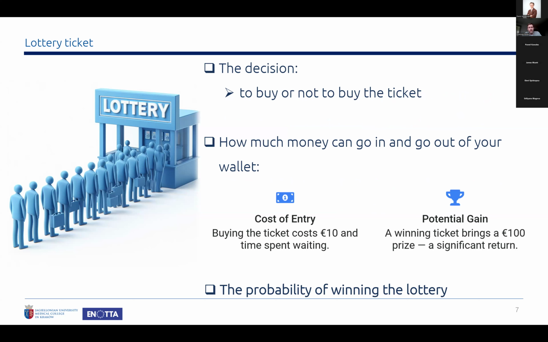First, we need to define our decision problem. In our scenario, we can buy or not buy the ticket. So those are our alternatives. We know that the ticket will cost us 10 euros, for example, and that each ticket can win 100 euros. It is important to note that there are multiple tickets that are winning. And to analyze the decision, we need, unfortunately, some probabilities. We need to know the chance of winning the lottery. We can get it from the lottery organizer or from some historical data.